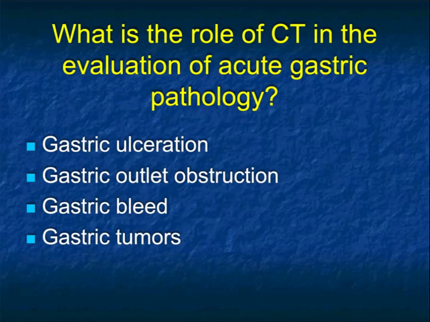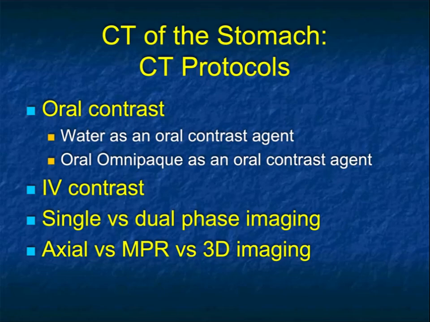So what am I speaking about? Ulceration, gastric outlet obstruction, gastric bleed, and a little bit of gastric tumors, only in the sense that it relates to ulceration and to GI bleeding. Now, in terms of protocols, ideally, we use water as an oral contrast agent. The stomach must be distended. The number one reason you miss gastric pathology or misinterpret is lack of gastric distension.